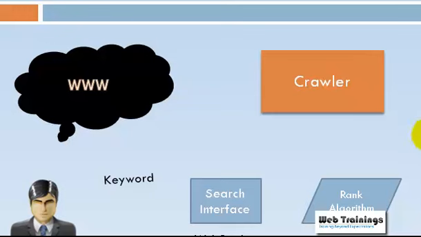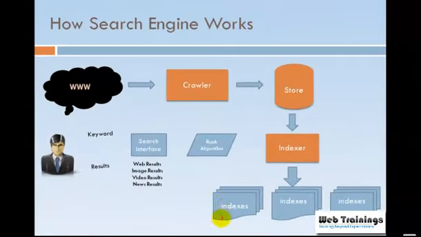See here. First of all, what is this? www means worldwide internet. From here, where will the data go? Who will take the data? The crawler. From the crawler, where will it go? To the temporary storage. From there, where will it go? The indexer. Now you know what the indexer will do? It will create indexes. That's what I told you.